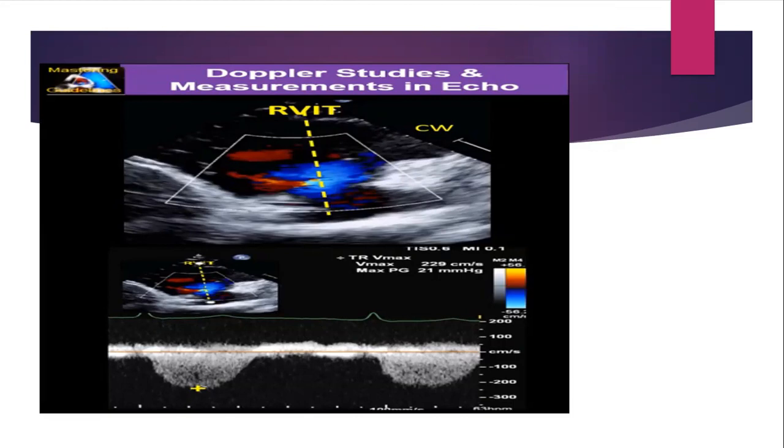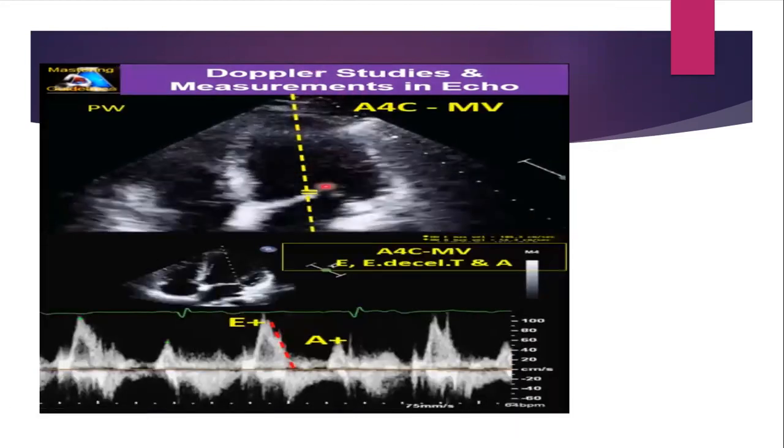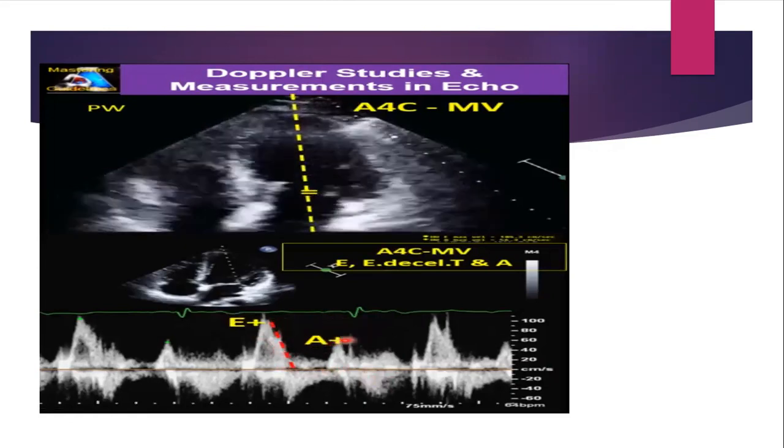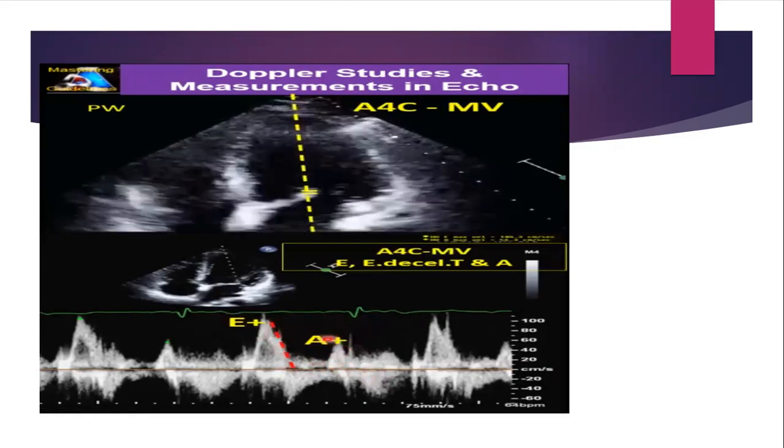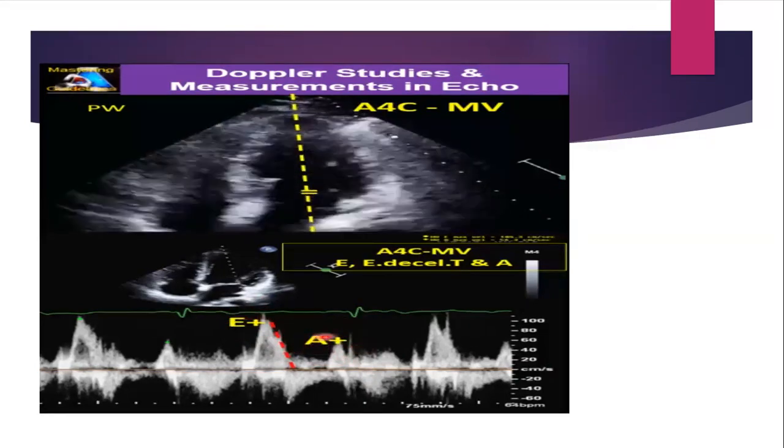The Doppler ultrasound studies give many views like those ones. You can see this one when you are checking the velocities. When you are checking the velocities, you have to check the structures and the velocities.